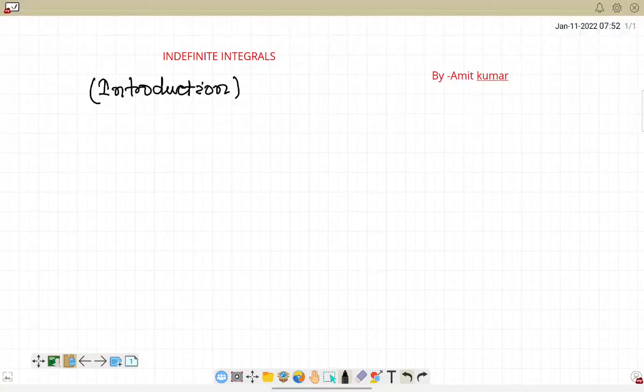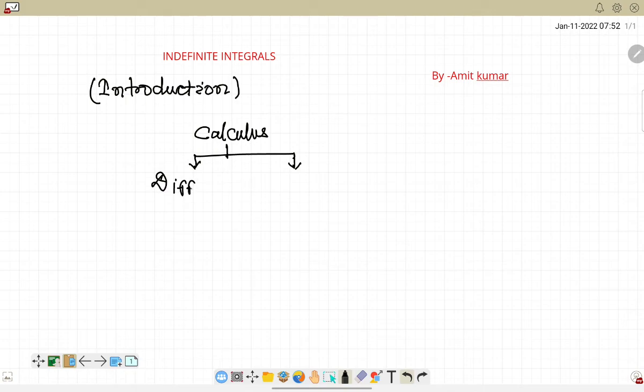Good morning, everyone. Today we will start a new topic, indefinite integral. Indefinite integral is a part of calculus. First of all, we will discuss calculus. Calculus can be divided into two parts. First part is called differential calculus, and second part is called integral calculus.